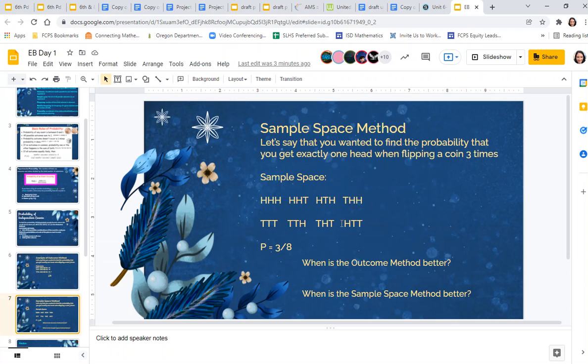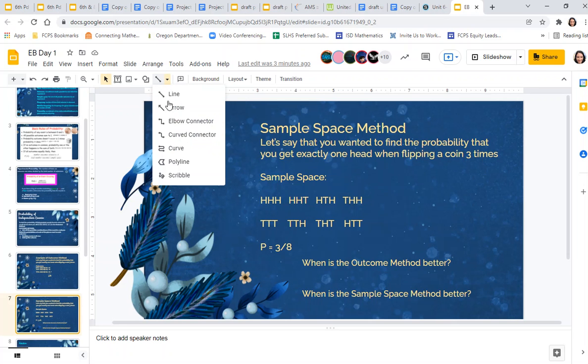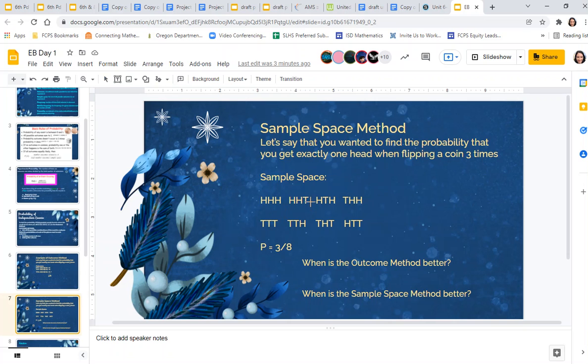So then if you look at them, you can circle the ones that have exactly 1, it was supposed to be 1 head, right? Did the wrong thing. All right.